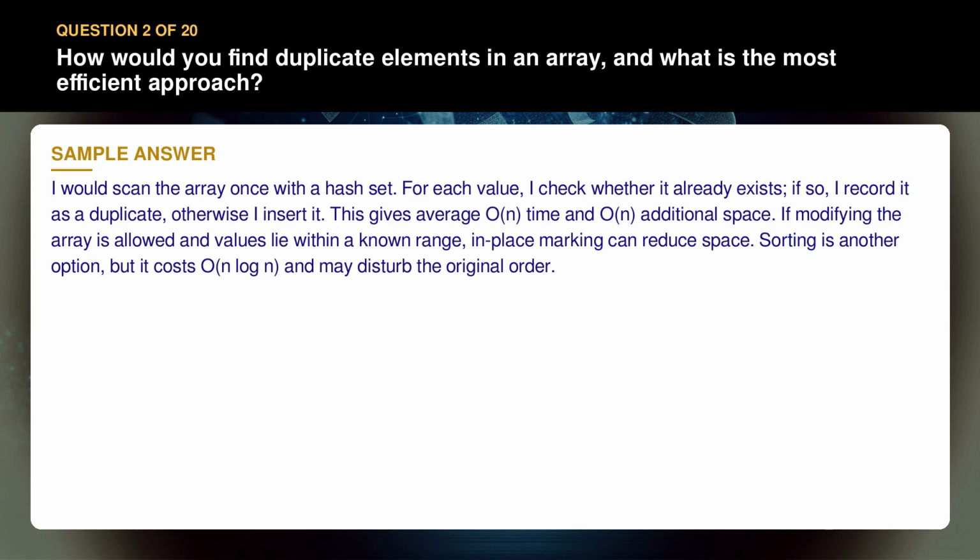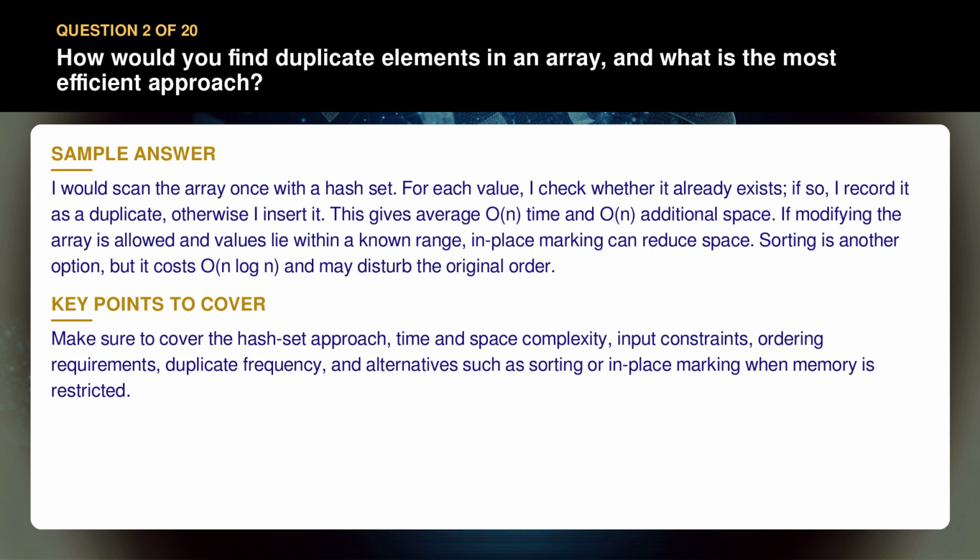If modifying the array is allowed and values lie within a known range, in-place marking can reduce space. Sorting is another option, but it costs O(n log n) and may disturb the original order. Make sure to cover the hash set approach, time and space complexity, input constraints, ordering requirements, duplicate frequency, and alternatives such as sorting or in-place marking when memory is restricted.